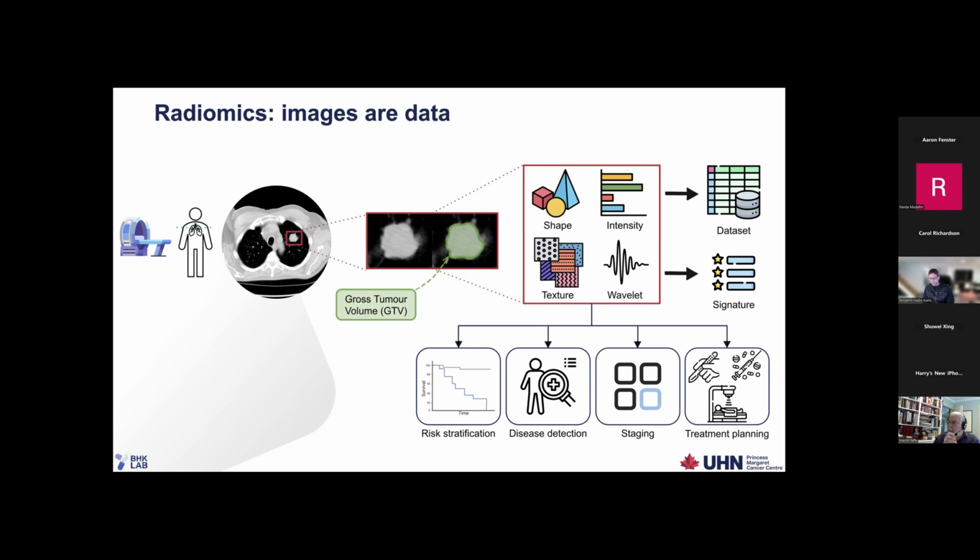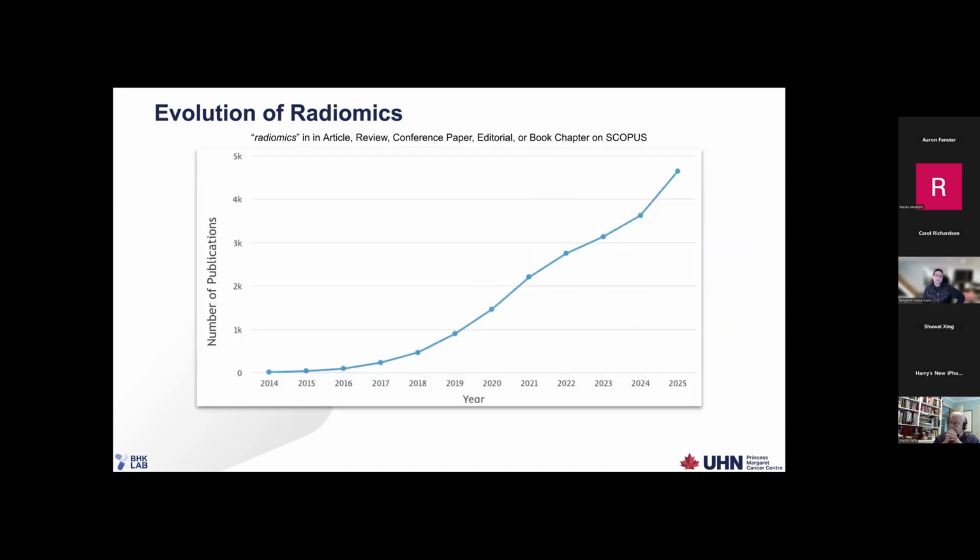And again, it can be used for prognosis, to try to predict patient survival or the aggressiveness of the disease, to detect the disease, to diagnose the disease, to stage, and to plan the treatment. And as you may imagine, with the advance of AI and GPU hardware, the number of publications on radiomics is really exploding.